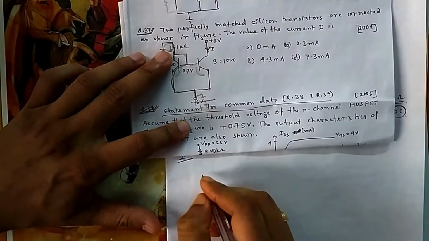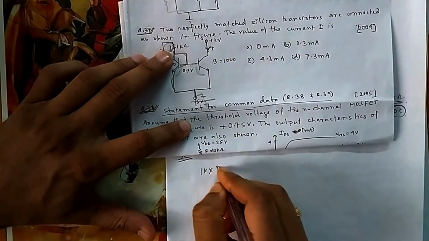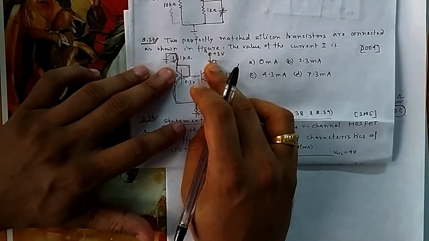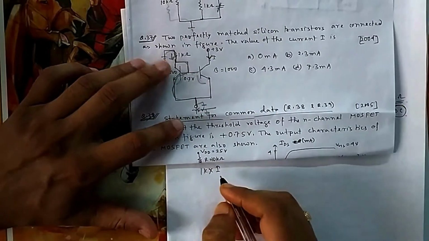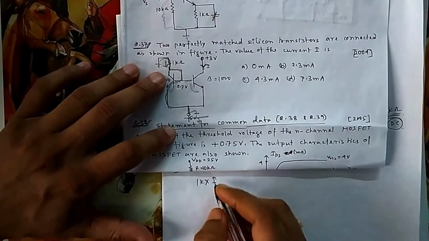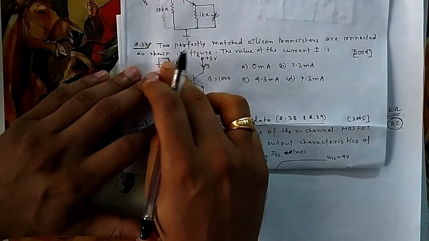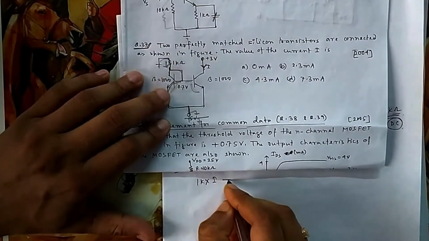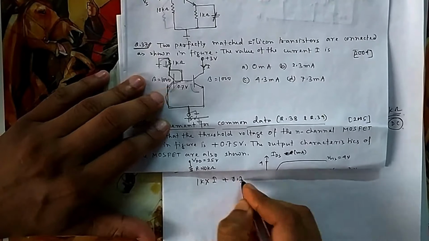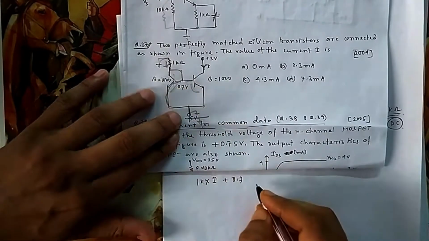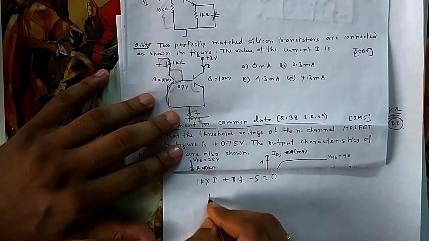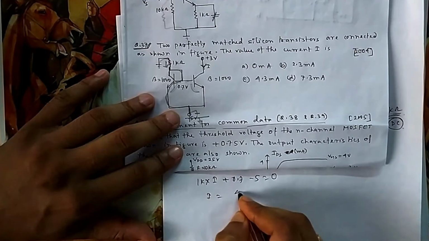So I am taking KVL. 1 kilo-ohm multiplied by this current I, because in a current mirror, if current I flows here, I will also flow here. You can check the analysis of the current mirror circuit in any book. 1k into I, then plus 0.7, because it is a PN junction, so plus 0.7 drop, minus 5 equal to 0. So I will be equal to 4.3 milliampere.